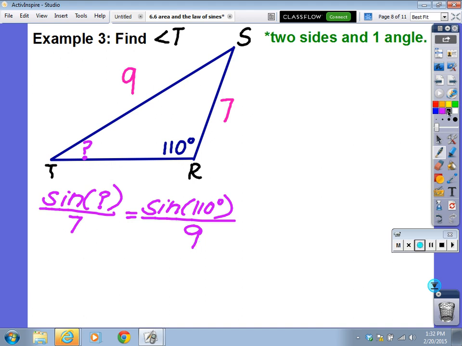Is anybody bothered that I'm leaving it as a question mark and not putting it as an X? Same thing, right? No. Too bad. Just kidding.